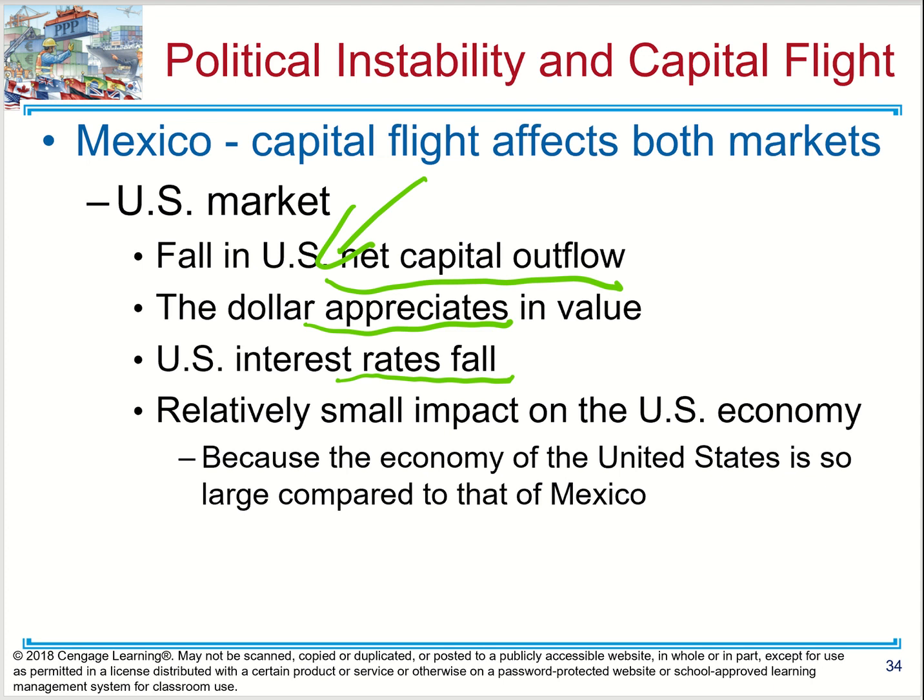Just imagine if I get into a fight with Mike Tyson, right? So we both punch each other. When I punch him, it feels like nothing. When he hits me, I'm probably finished, right? So same thing over here. Imagine the U.S. is Tyson and Mexico is me. So a huge impact in Mexico means very little change in the U.S. economy. All right, so guys, that's it for this chapter.